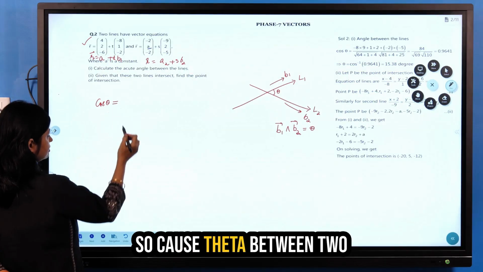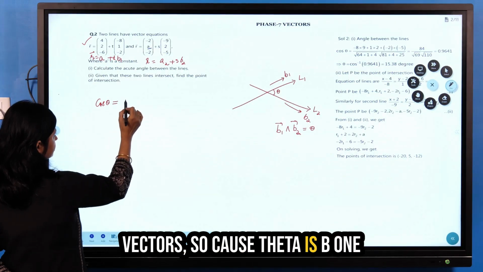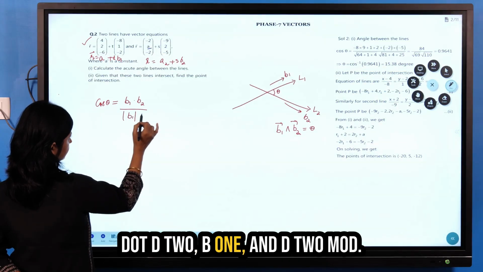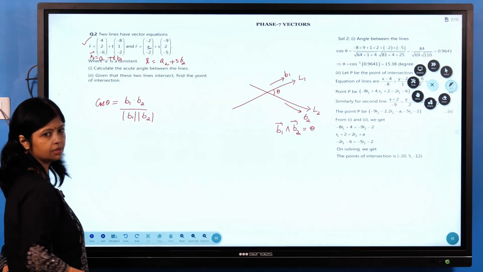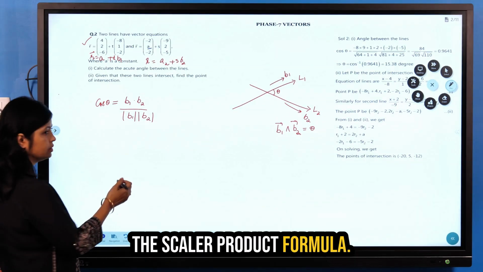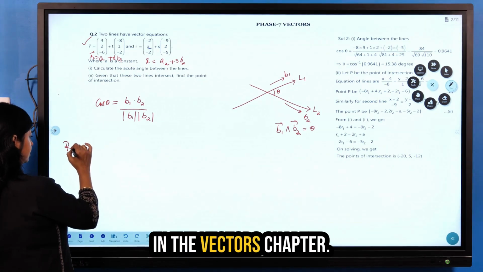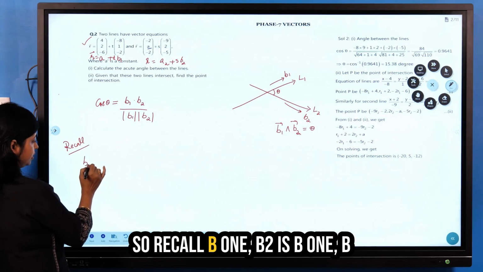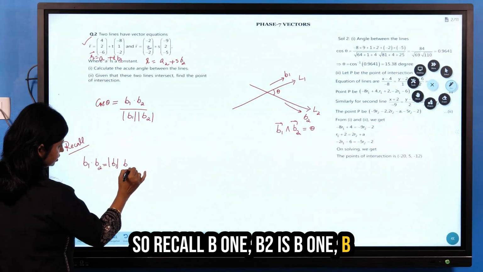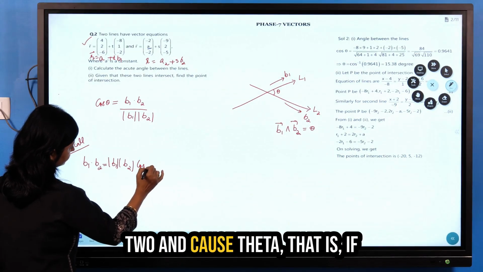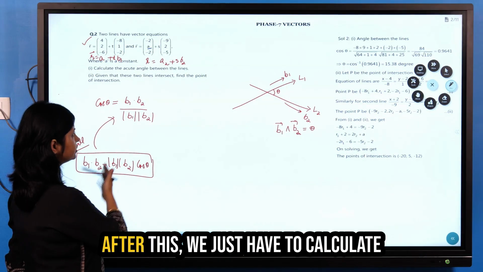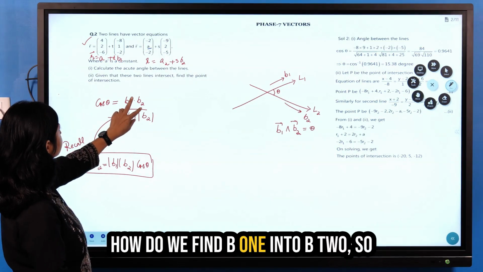So cos theta between two vectors is B1 dot B2 over the mods of B1 and B2. It comes from the scalar product formula. I recall because we are in the vectors chapter: B1 dot B2 is mod B1, mod B2 and cos theta, where theta is the angle between them. So this is coming from there. After this, we just have to calculate B1 dot B2.